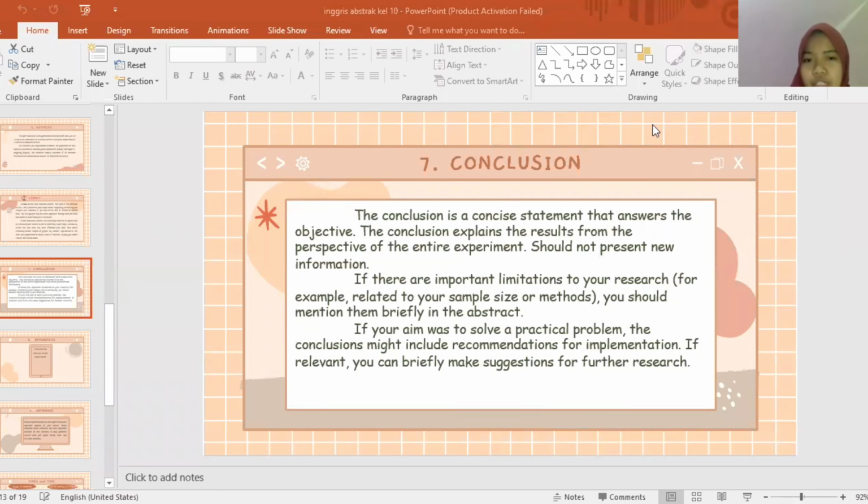Point 7, conclusion. The conclusion is a statement that answers the objective. The conclusion explains the result from the perspective of the entire experiment. It should not present new information. If there are important limitations to your research, for example related to your sample size or methods, you should mention them briefly in the abstract. If your aim was to solve a problem, the conclusion may include recommendations for implementation. If relevant, you can briefly make suggestions for future research.